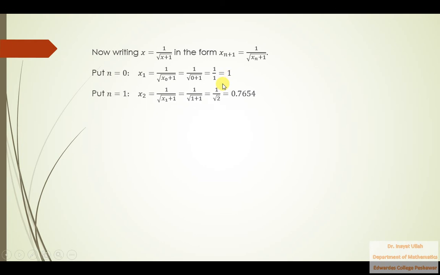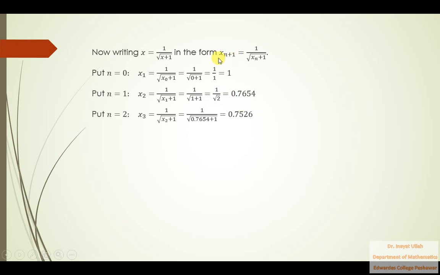Now replace n by 1 in this equation. So on the left hand side we will get x2, and on the right hand side we will get x1 plus 1. But x1 is 1, so replacing x1 by 1, that is 1 by square root of 2. Calculating this value with the help of a calculator, we will get 0.7654.